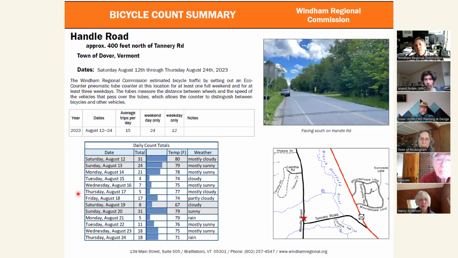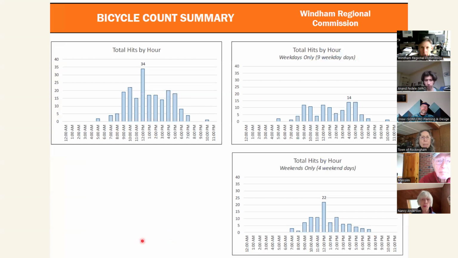Our bicycle count summaries look like this, because bike use is more impacted by the weather. We've got a whole chart here on the weather, so you can pick out the rainy days versus the cloudy days versus the sunny days, hot days versus cooler days. And then we've also put together charts looking at how many hits we get on an hourly basis. So you can see where the use is, in this case on Handle Road, over the course of an entire day.